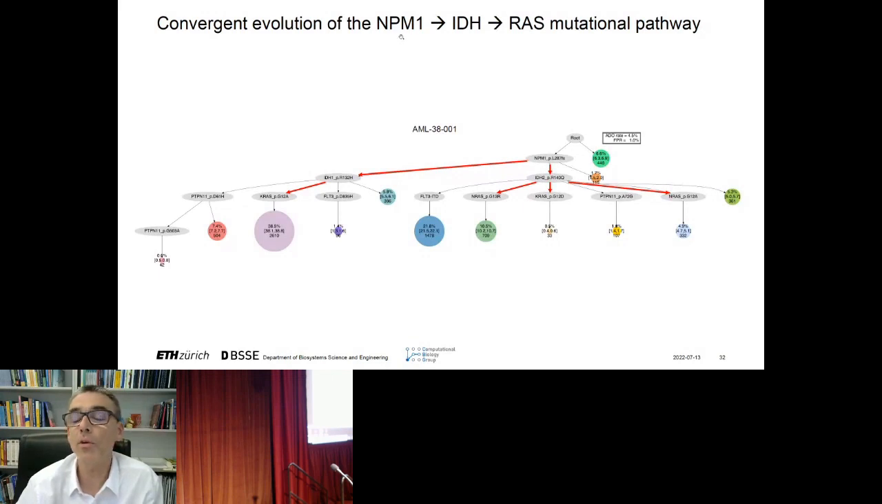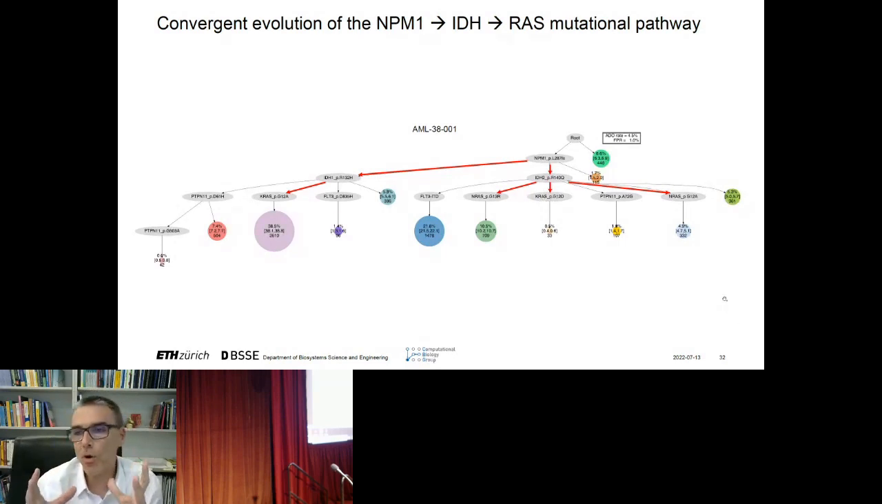There's even repetition of certain mutational pathways. This one here, affecting NPM1, IDH, and RAS. So the NPM1 mutation occurred here in this tree, IDH1 and KRAS. If you follow this path, it's IDH2. And then again, it's two different NRAS mutations, this time in neighboring positions, and similarly a mutation in KRAS.